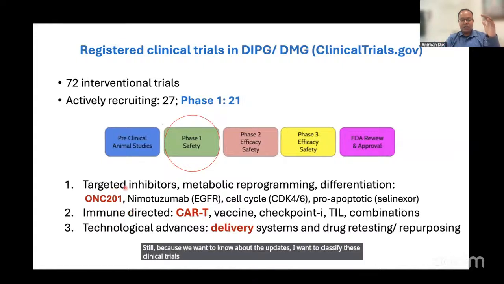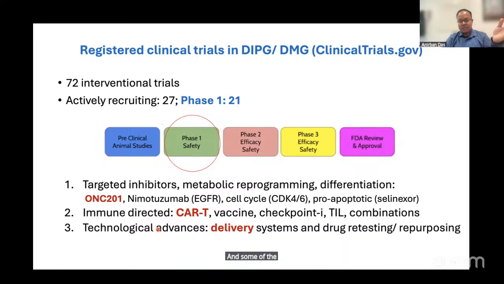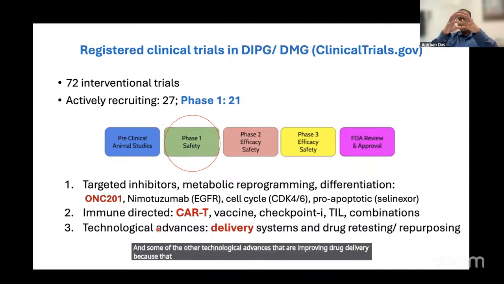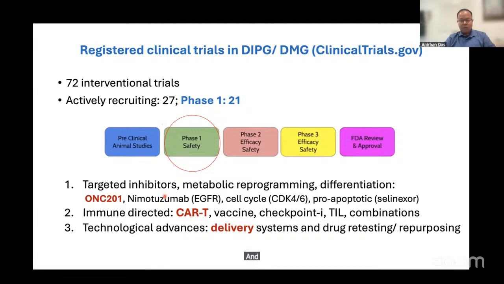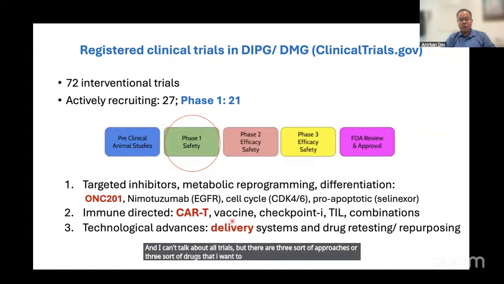Still, because we want to know about the updates, I want to classify these clinical trials into three kinds of approaches. One which includes inhibitors and small molecules, one which is trying to use the immune microenvironment and target that, and some of the other technological advances that are improving drug delivery, because the pons is a very compact site and not all the drugs that we want to give have their effect because they can't even go into the brain and go into the tumor. I can't talk about all trials, but there are three approaches, or three drugs, that I want to talk to you about today.